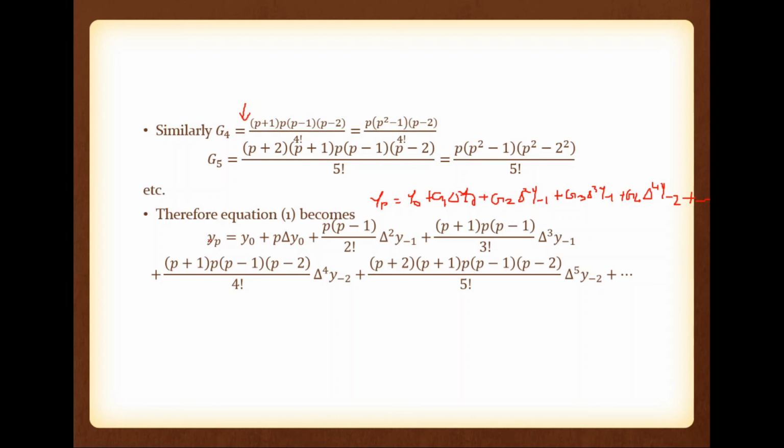Yp is equal to this one. In some textbook you can see this equation. Yp is equal to y0 plus P into delta y0 plus P into P minus 1 divided by 2 factorial into delta square y minus 1 plus P plus 1 into P minus 1 divided by 3 factorial into delta cube y minus 1 plus P plus 1 into P minus 1 into P minus 2 divided by 4 factorial into delta raised to 4 y minus 2 plus P plus 2 into P plus 1 into P minus 1 into P minus 2 divided by 5 factorial into delta raised to 5 y minus 2 plus etc. So now what we are going to do? So I told you in some textbook we can see this one. So we are proceeding one more step.